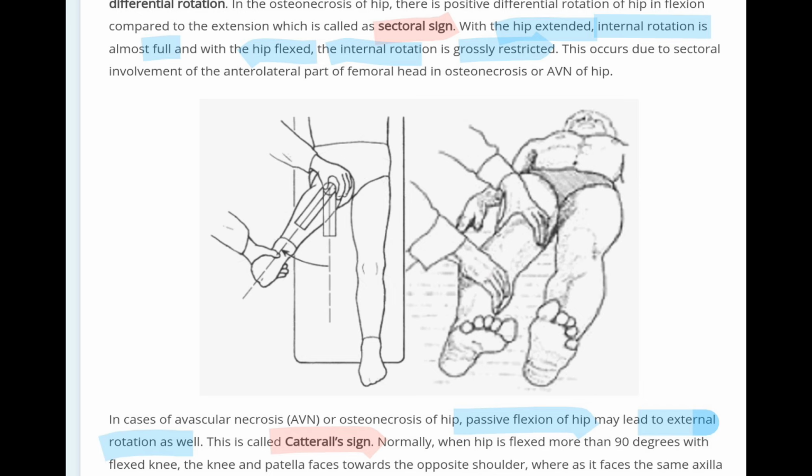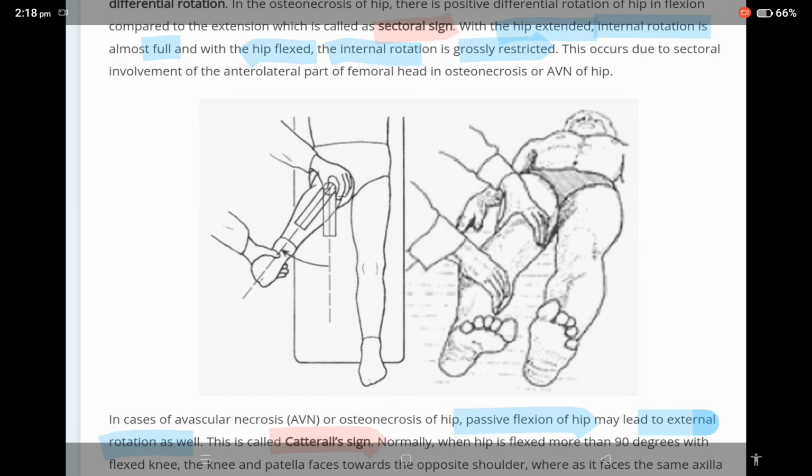Then we have Trethowan's sign. It is for avascular necrosis or osteonecrosis. If the hip is extended, internal rotation will occur. But if hip is flexed, internal rotation is grossly restricted. In this, basically abduction and internal rotation, ABIR, is restricted. So if the hip is flexed, then the internal rotation will not occur. Okay, and passive flexion of hip, external rotation will occur. That is called Catterall's sign. Internal rotation is not occurring, means Trethowan's sign. External rotation is occurring, that is Catterall's sign.